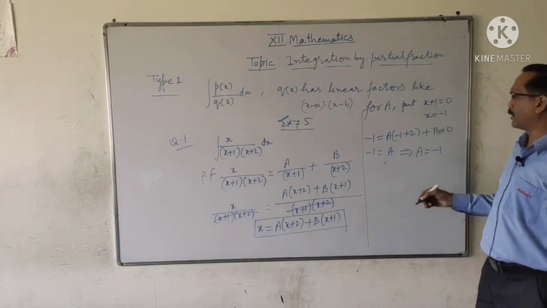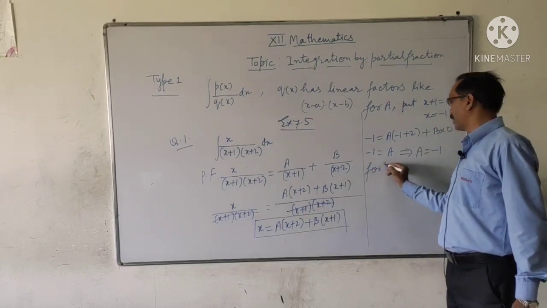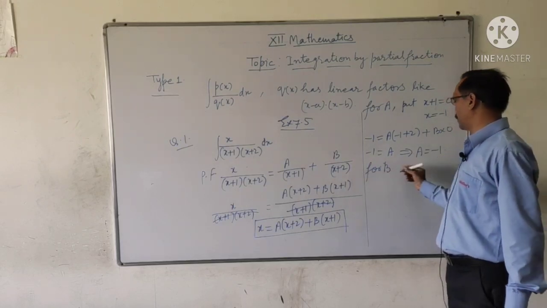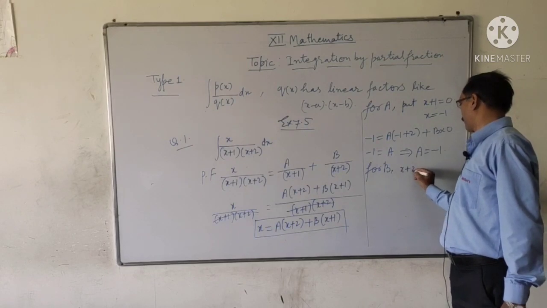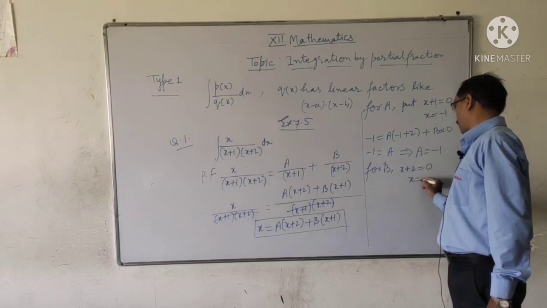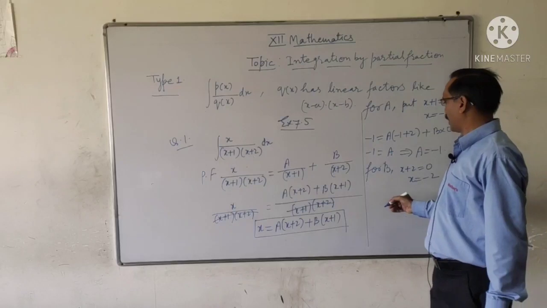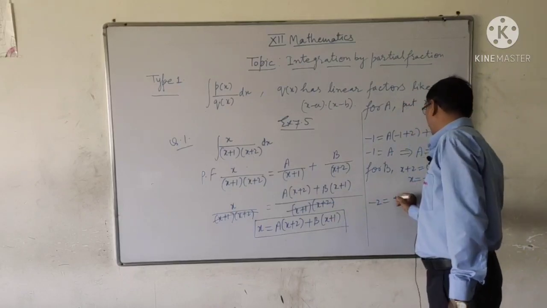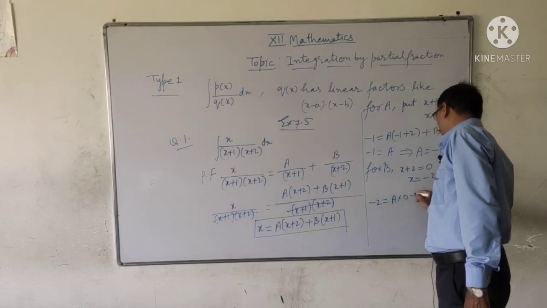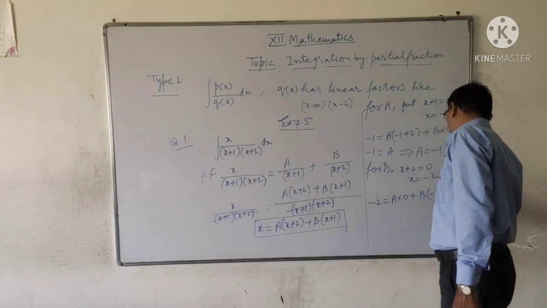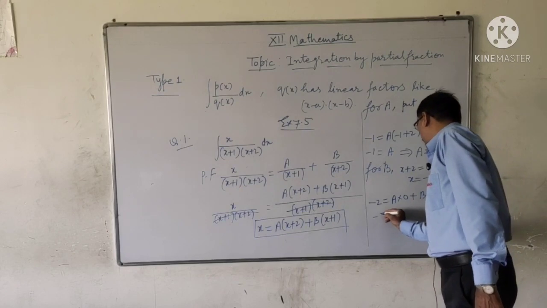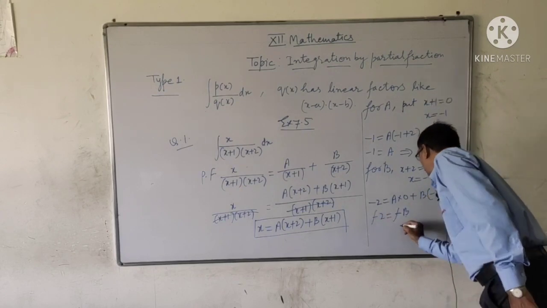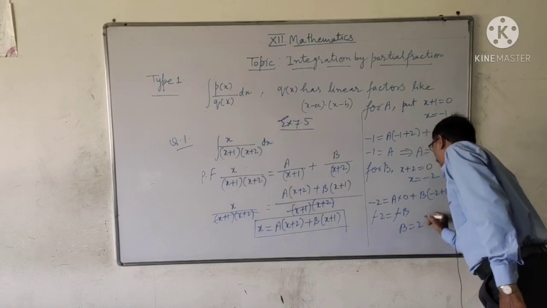Now to find the value of b, we will put x plus 2 equal to 0. Then x equal to minus 2, and here it is minus 2 equal to a into 0 plus b into minus 2 plus 1. So minus 2 equal to minus b. Minus minus cancel, b equal to 2.